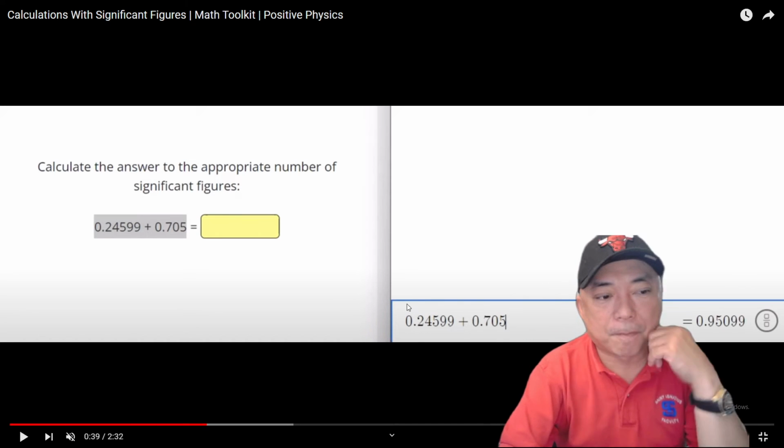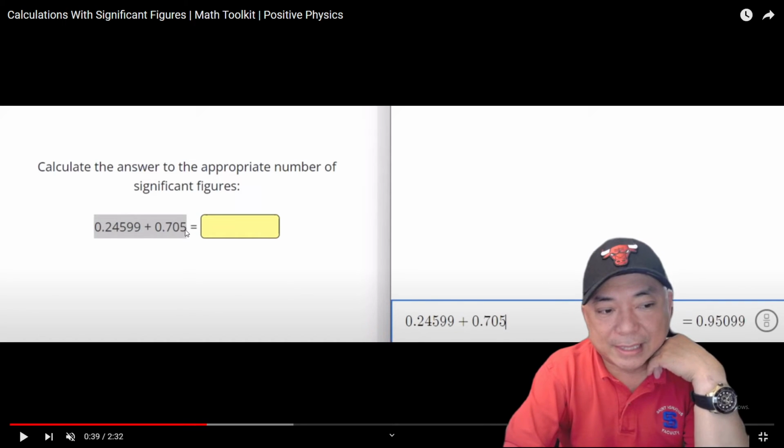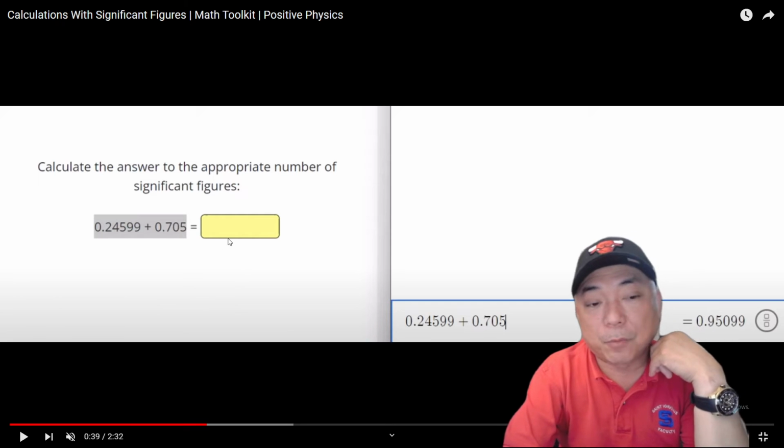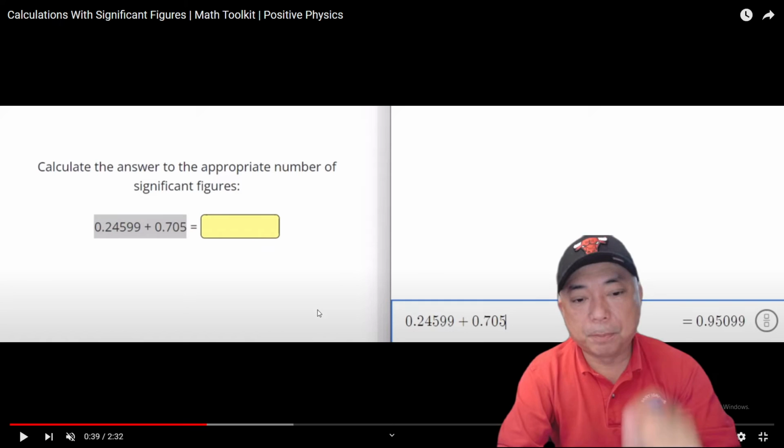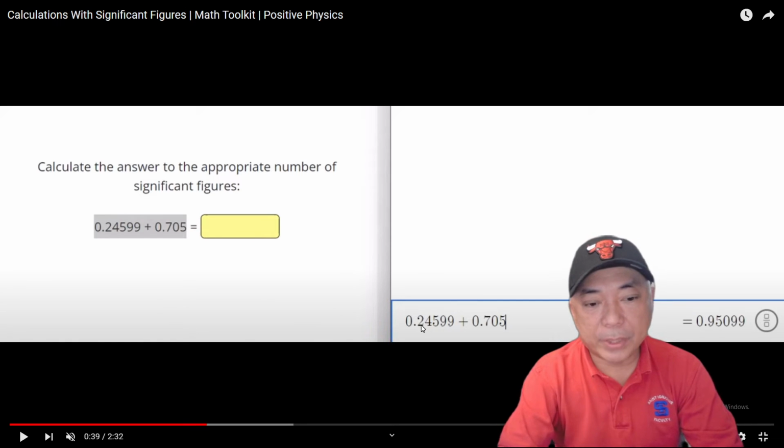Now in this case, 0.705 is the least precise, so we should carry that one. Our answers should have 3 decimal places. So in this case we add 0.24599 plus 0.705. So 0.705's decimal places should stand.